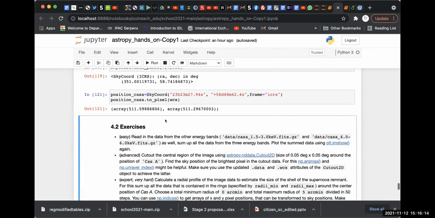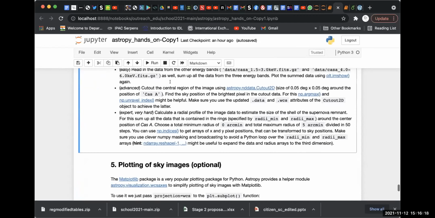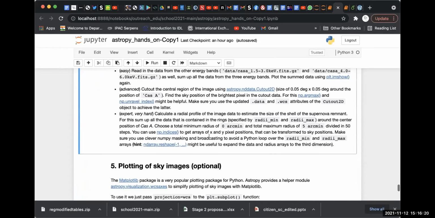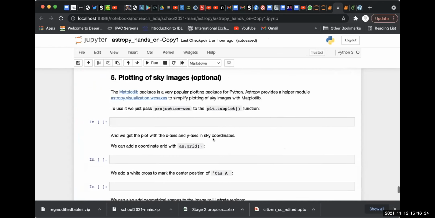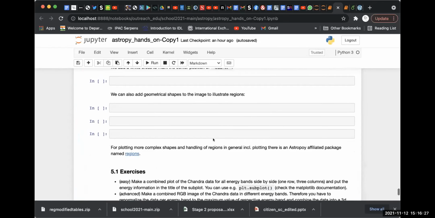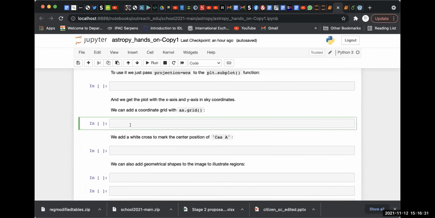So here you can see that you can try out this option to read the data, cut out the data, get a radial profile, etc., right? I also want to try doing this small thing. Okay, there's just a little bit left, so just hold on for a little while and we can do this.